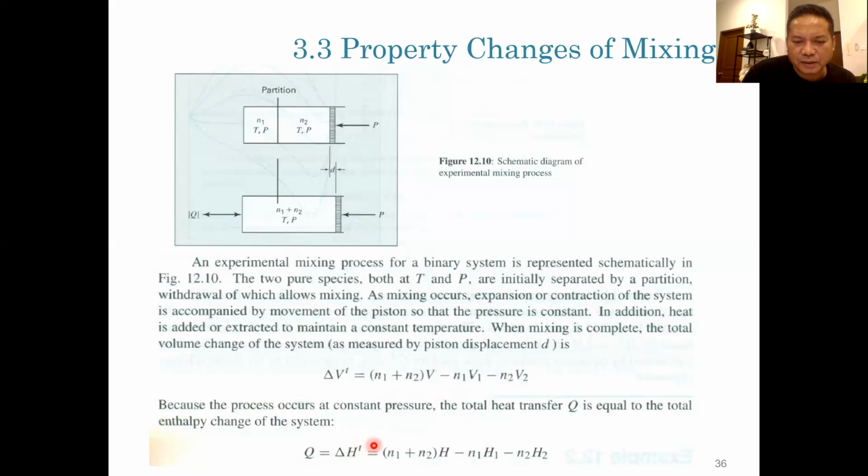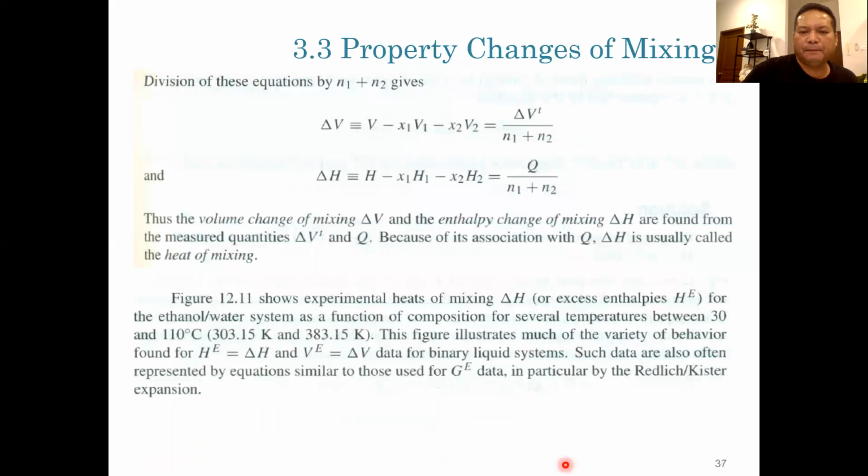So we can use this equation here, total number of moles minus the moles of 1 and 2. So delta V is also the same, and H is this. We can manipulate it to Q over Nt. Thus the volume of mixing delta V and the enthalpy change of mixing delta H are found from the measured quantities delta V total and Q. Because of its association with Q, delta H is usually called the heat of mixing. Heat of mixing.